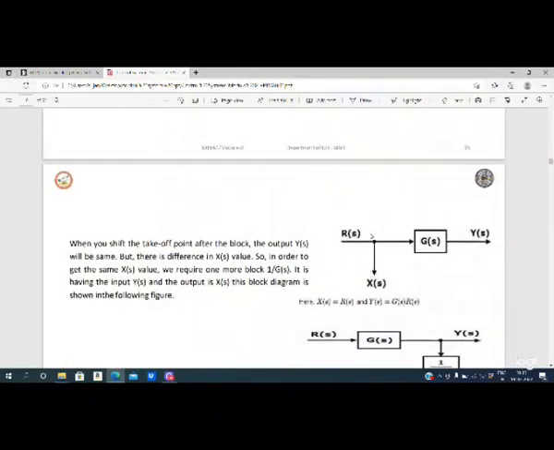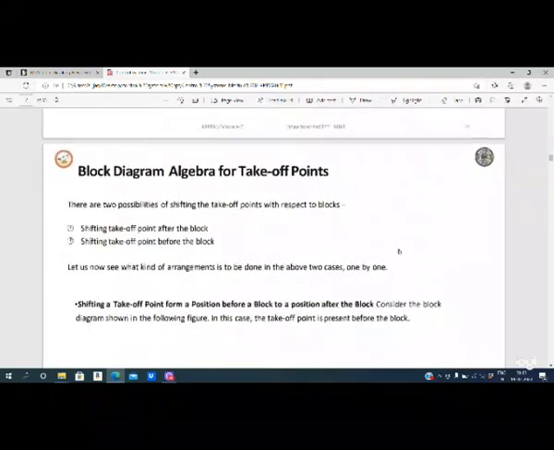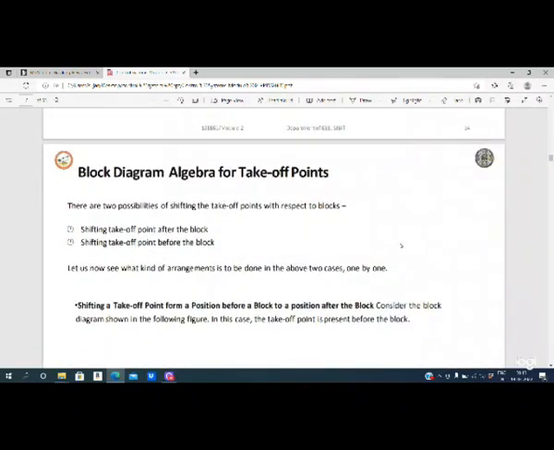Next we will discuss how to create the block diagram algebra for takeoff points. So this is all for this lecture. Thank you.